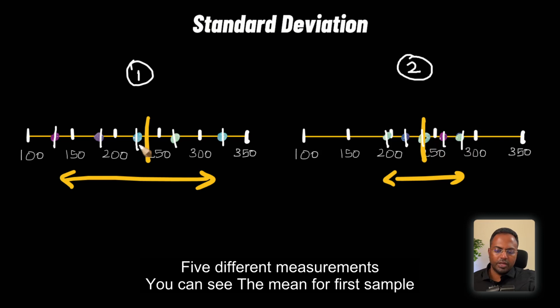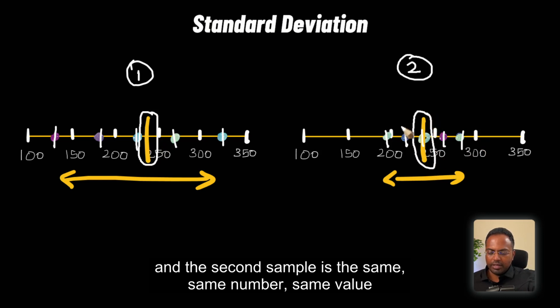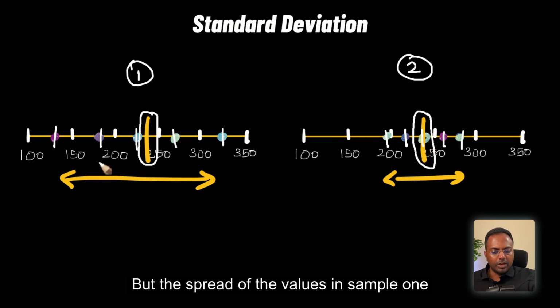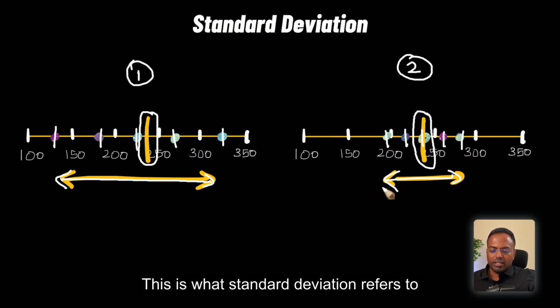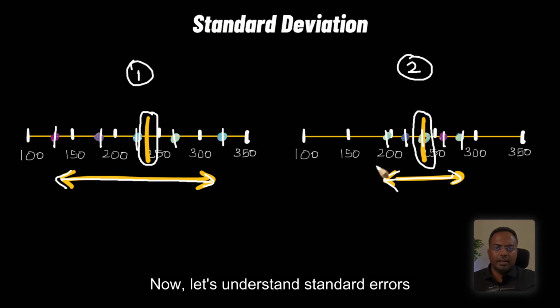You can see the mean for the first sample and the second sample is the same value. But the spread of the values in sample 1 is much wider, it's widely spread compared to the values in sample 2. This is what standard deviation refers to. Now let's understand standard errors.